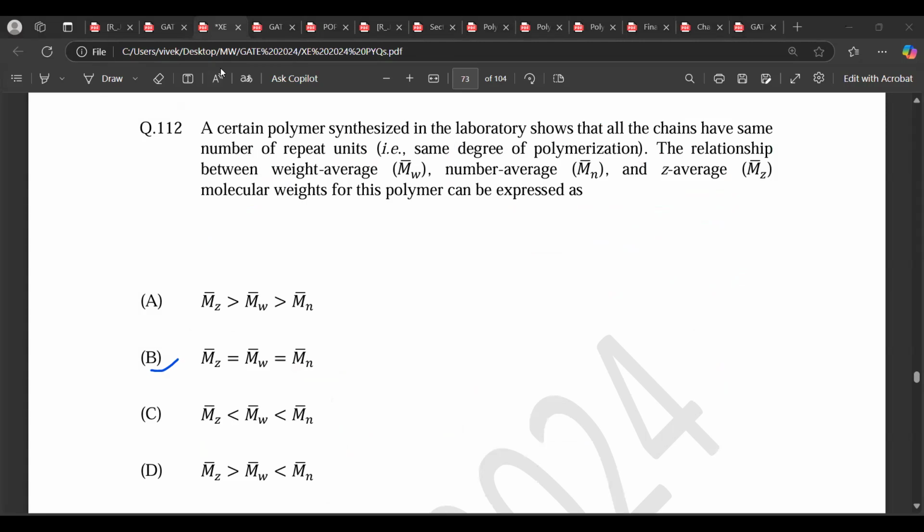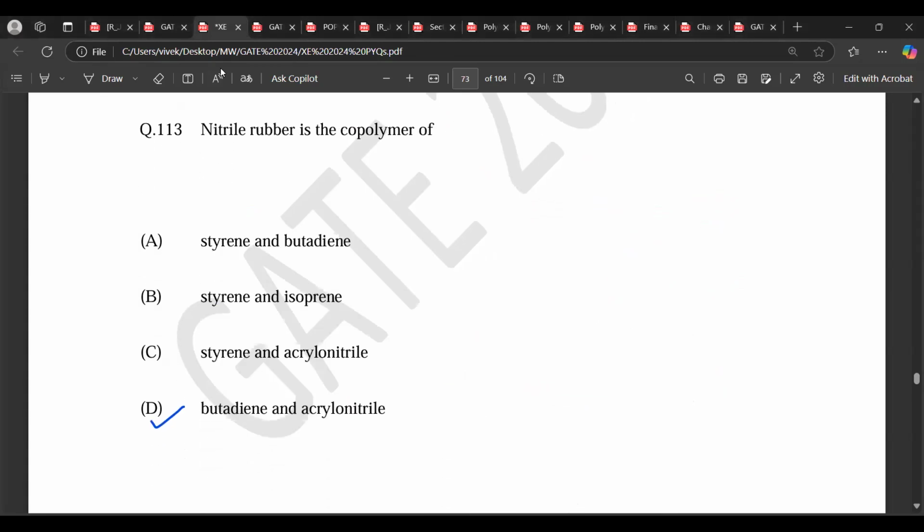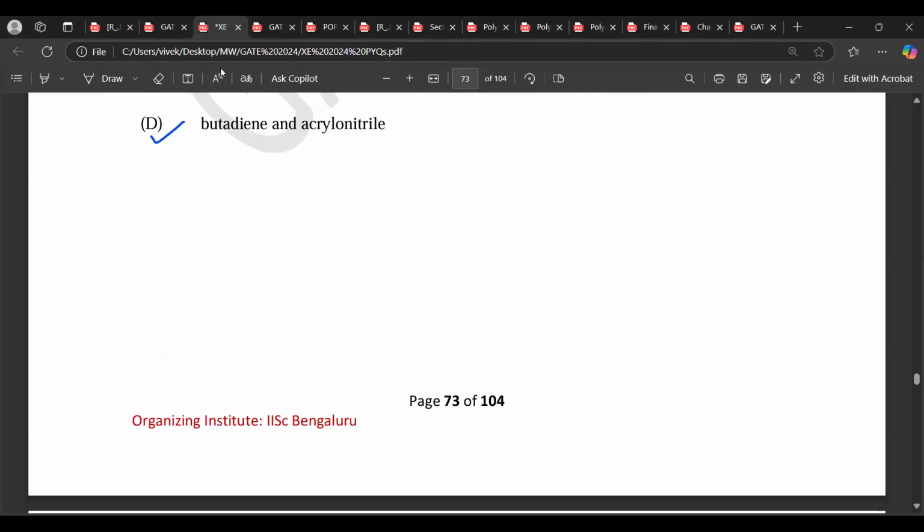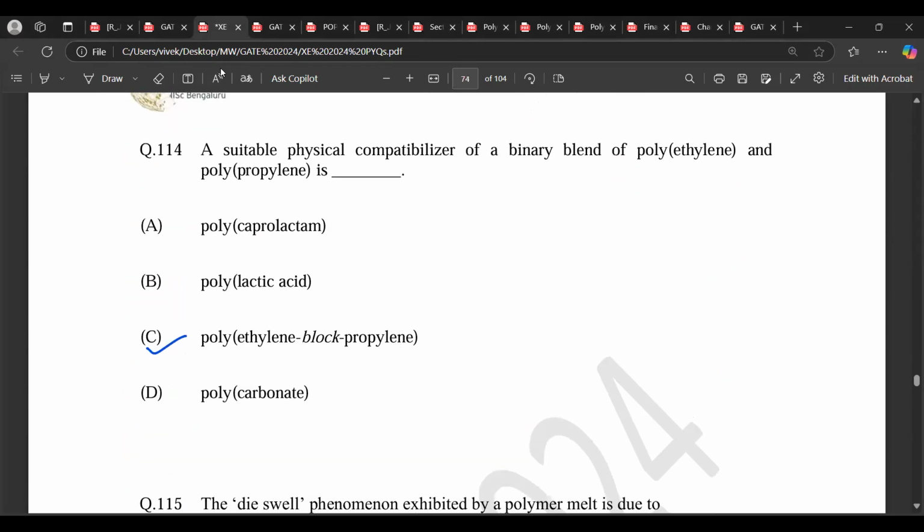Now let's go to the next question. So the next question is just memory based. Nitrile rubber is butadiene and acrylonitrile. Don't need to think too much here. And also the compatibilization. In blends, I've given a huge number of slides in the test series.